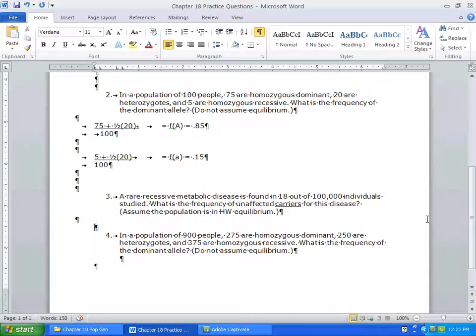And we'll do some of this in lab on Friday, on our lab for population genetics and Hardy-Weinberg equilibrium. So you'll benefit from having done these.